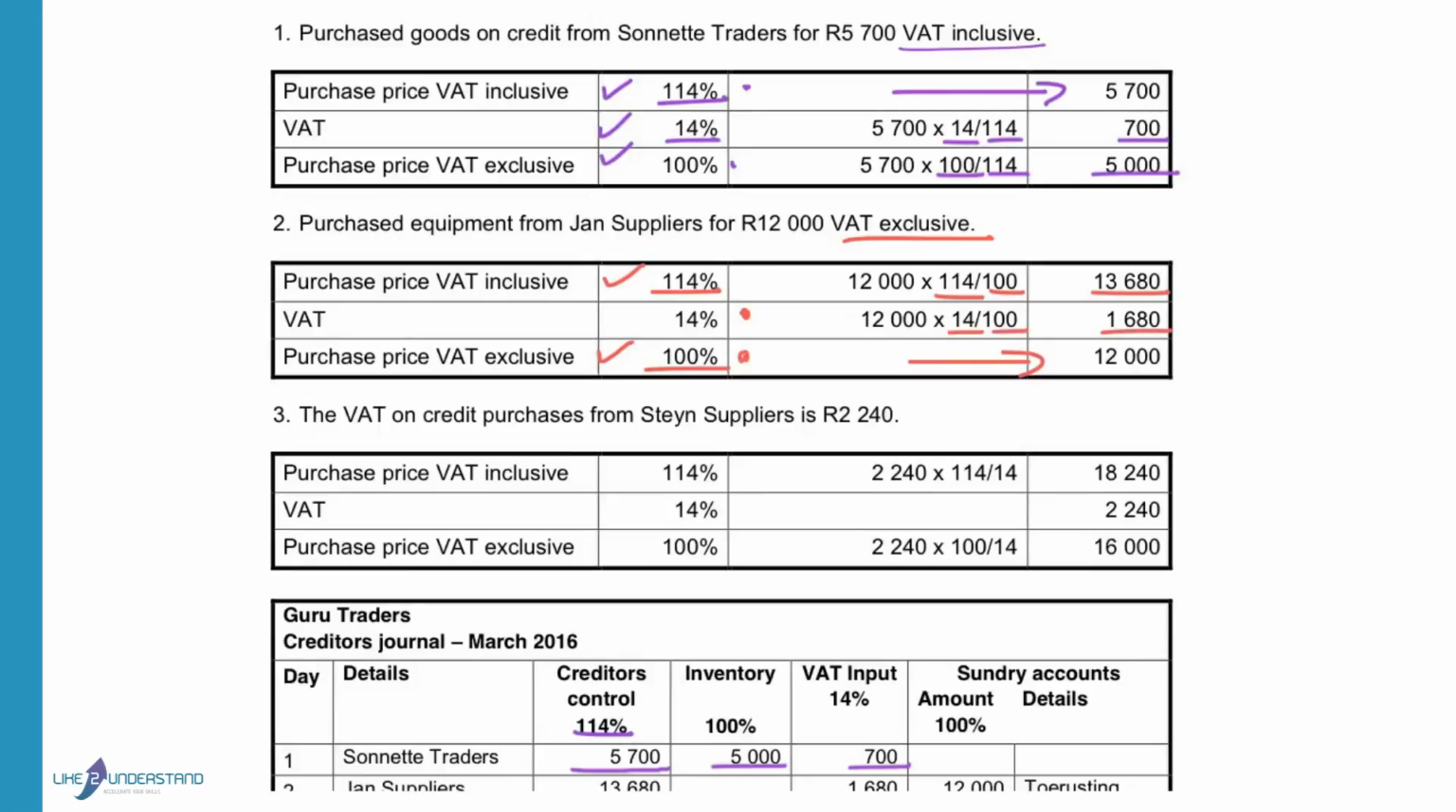1,680. If we look at these two calculations, we can see that in the first one, we divided by 114 because the VAT inclusive amount was given. In the second one, we divide by 100 because the VAT exclusive amount is given. So it's very important to read and determine which figure is given.